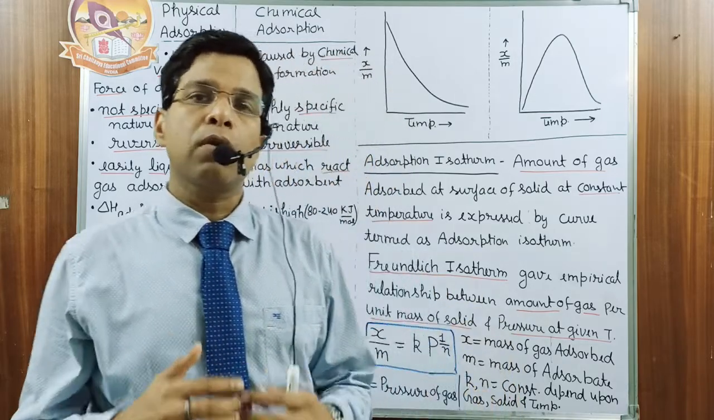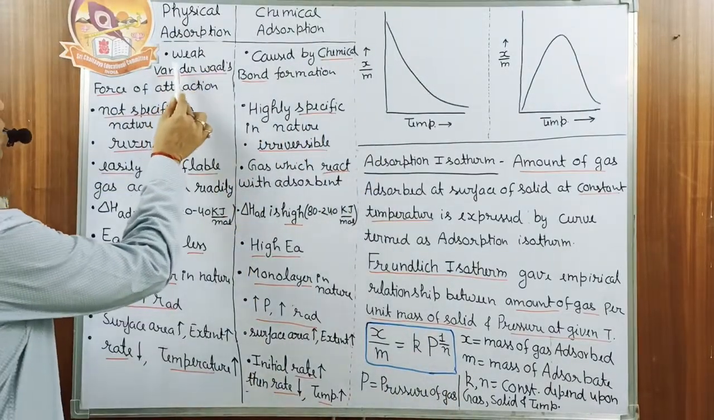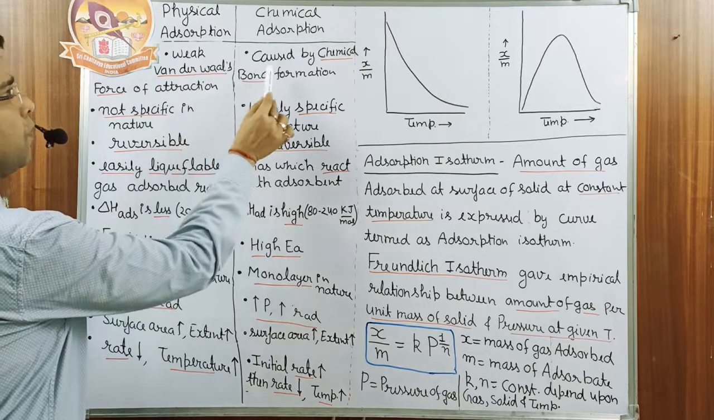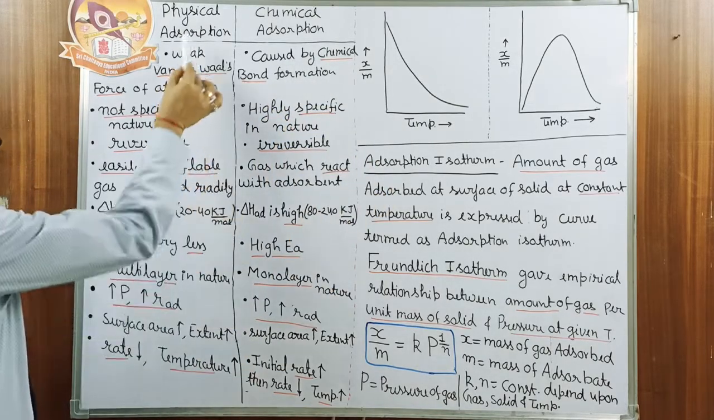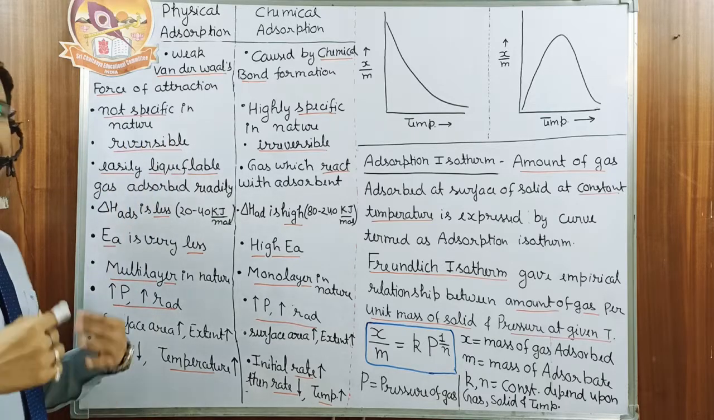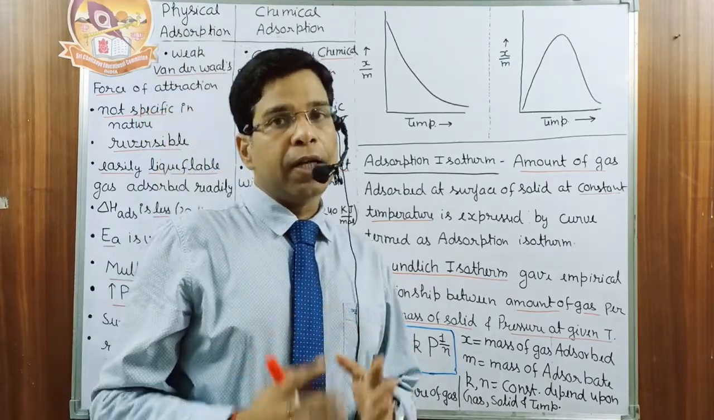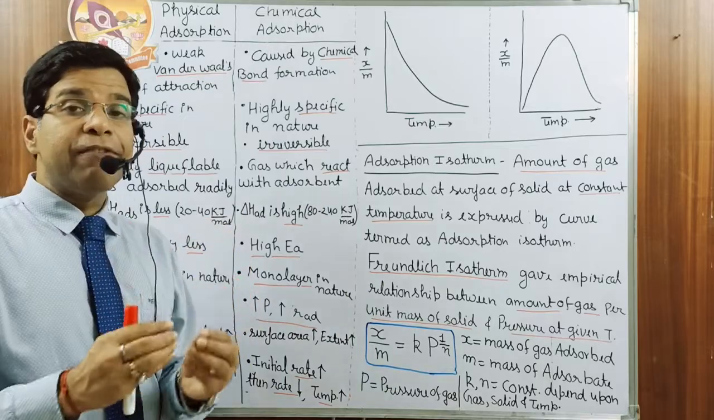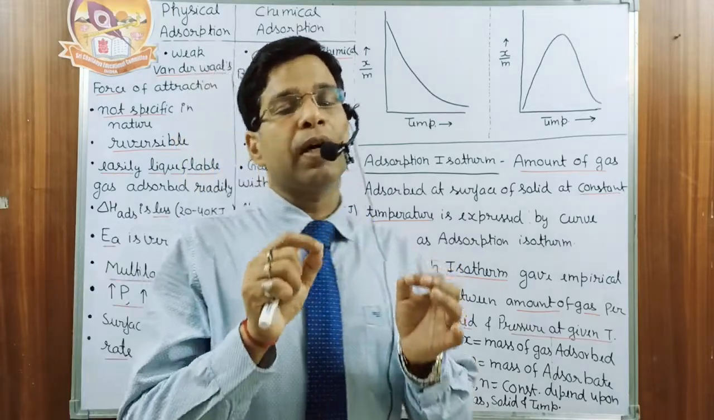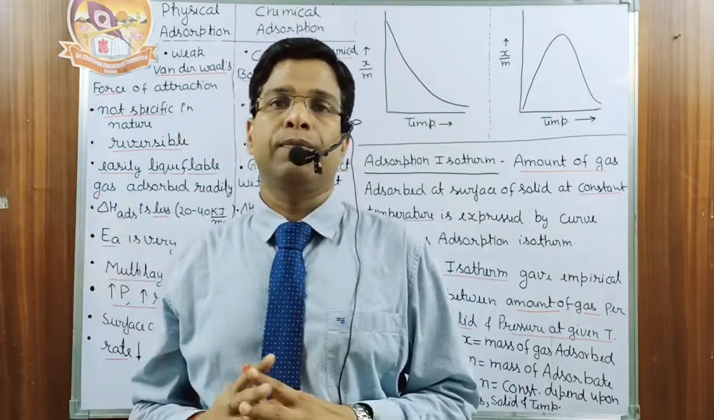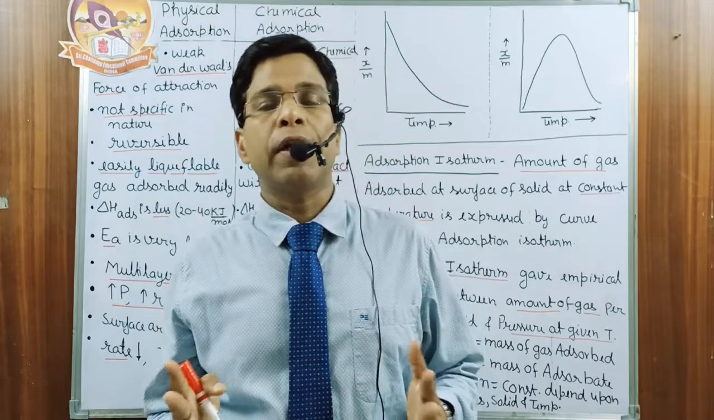Physical adsorption is also called physisorption and chemical adsorption is also called chemisorption. Physical adsorption is formed by the weak van der Waals forces of attraction, whereas chemical adsorption is caused by chemical bond formation. Then physical adsorption is not specific in nature. Any kind of gas with any kind of surface can give the physical adsorption. But chemical adsorption is very highly specific in nature. A particular kind of gas only gives the chemical adsorption with a particular kind of solid. Chemical adsorption is highly specific in nature, physical adsorption is not specific in nature.